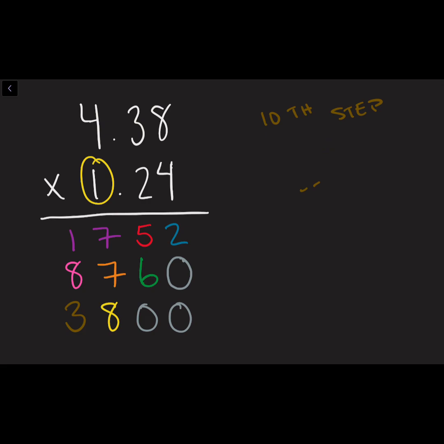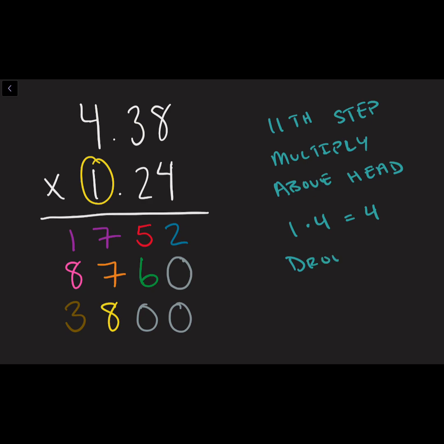And for our last step of our multiplication, we got the 11th step of the day. So we got our 11th step right here. 11th step, we're doing multiply above head. So when we do a multiply above head, we got 1 times 4, which is going to give us a 4. And then we can go ahead and just drop that 4. We don't got no two-digit number, so we just drop the 4. And right there. All right, so now we're done with our multiplication.